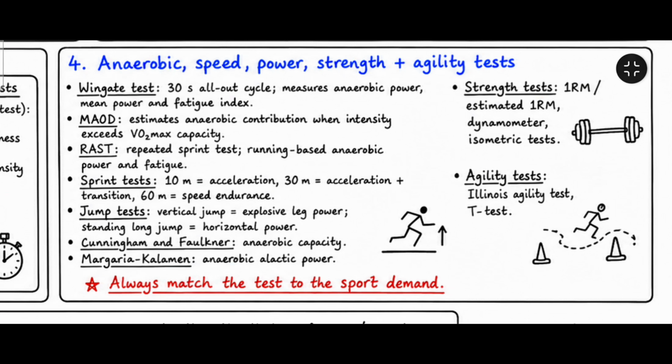Next, we have the Margaria-Kalamen test. This is sprinting upstairs, and it's based on time and the vertical height that you cover. This measures anaerobic alactic power. Next, we have strength tests, which are the 1 rep max test, the dynamometer, grip strength tests, and isometric tests. Next, we have agility tests. You can have the Illinois agility test or the T test. Remember, always match the test to the sport's demand.